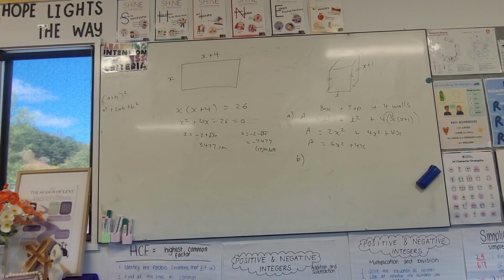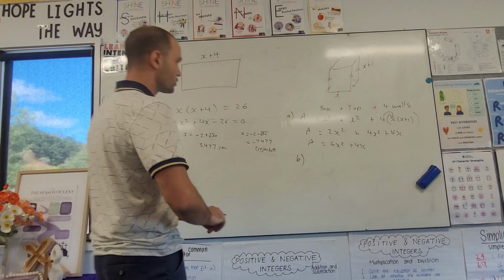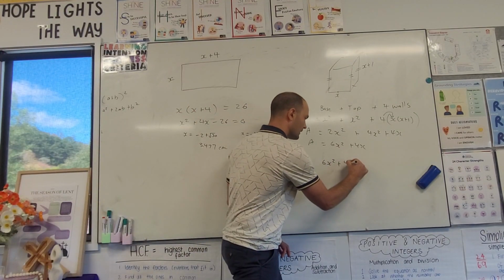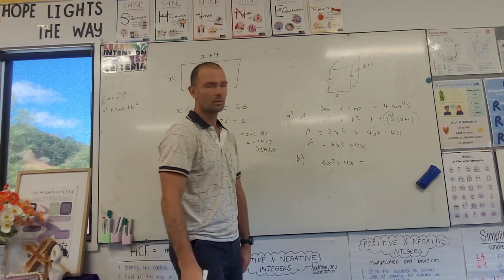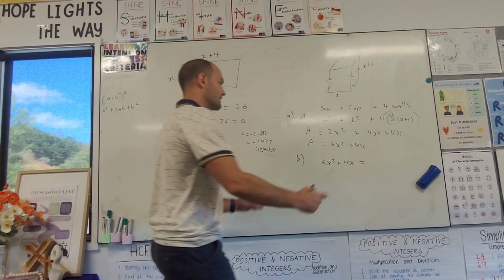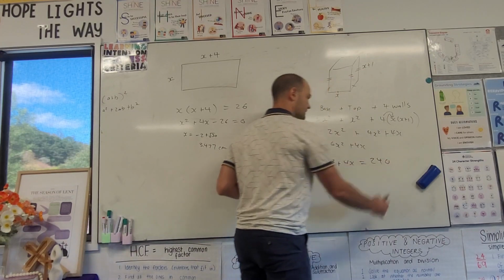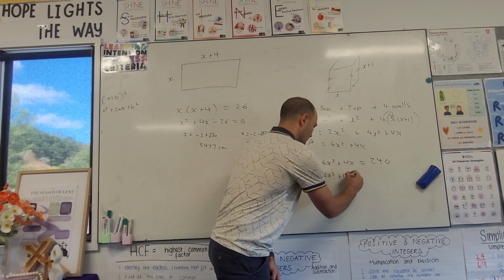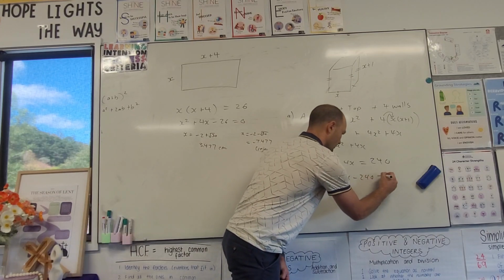Find the dimensions of the box. They've given you the equation, and so we know that the surface area is equal to, says it in the question, 240 centimetres squared. So that's the equation we're solving. We'll move it to the left, and this will be the equation that we solve.